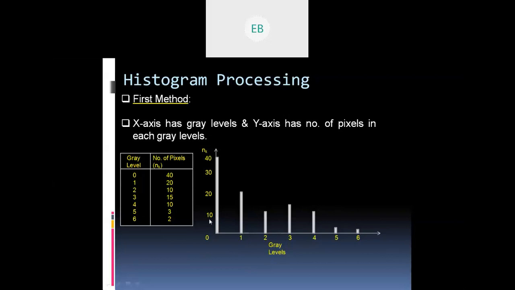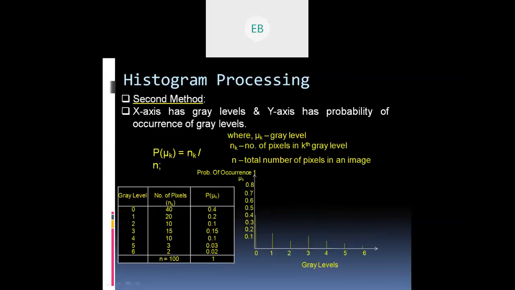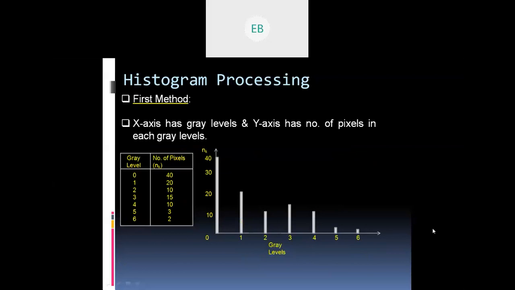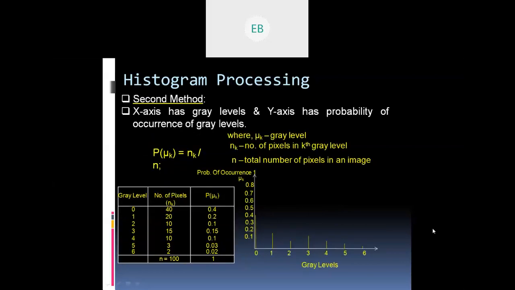And a histogram can be plotted in two ways. In the first method, we plot the gray levels on the x-axis and the total number of pixels on the y-axis, right? In the second method, we plot the gray levels on the x-axis, and on the y-axis the frequency of the number of pixels, that is, the probability of occurrence. So the first method simply plots the number of pixels, and the second method plots the frequency of occurrence of the gray levels of the image.